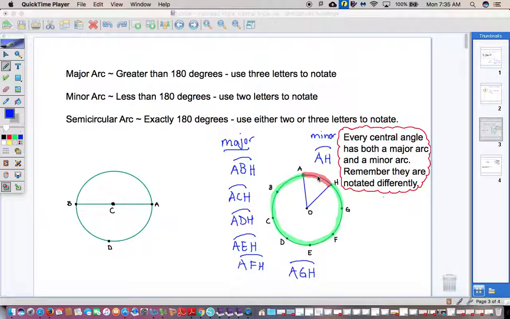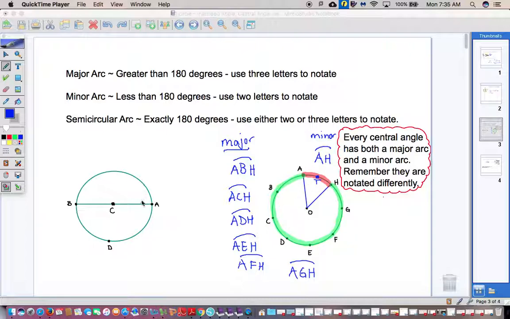Now what if you had another letter in here, like say T, but we still want the minor arc of central angle AOH? You would still just use the two letters, the beginning and the end. It doesn't matter that you extend through another point. You just want the beginning and the end because it's a minor arc. So this is the beginning point and this is the end point. Now, could you go the other way and say it's HA? Yes, it doesn't matter which way we go. I typically go in that counterclockwise direction, but you don't have to.